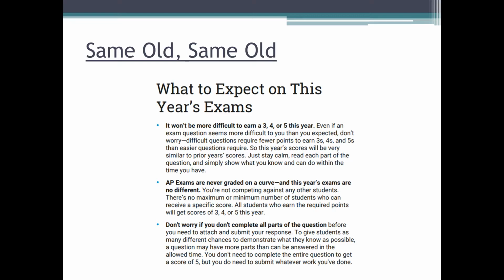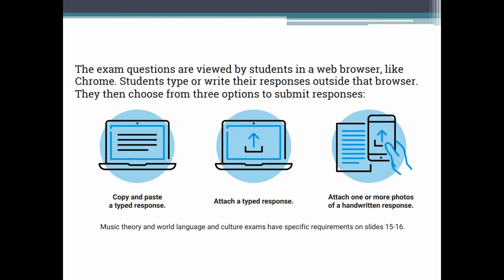And then lastly, don't worry if you don't complete all parts of the question. This is more for other exams, so for AP Lang, you don't need to worry about it. But otherwise, if you're taking a multi-stepped exam, again for like art or music or whatever, you just want to make sure that all your parts are completed. But if you couldn't get through everything, you still submit what you have. Now, there are 3 different methods that you can submit your exams this year, and they're all, again, digital, of course, right?